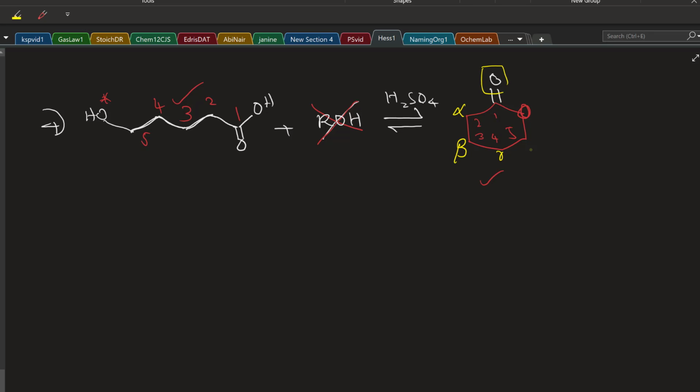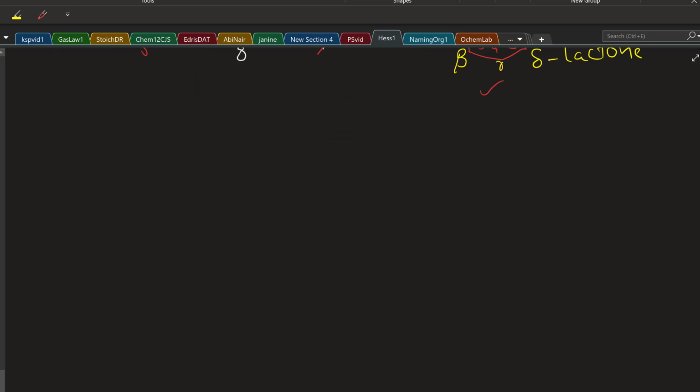Let's do the old fashioned labeling next to the carbonyl: alpha, beta, gamma, delta. Now, because it's delta, this is called the delta lactone. So that's how you do it.